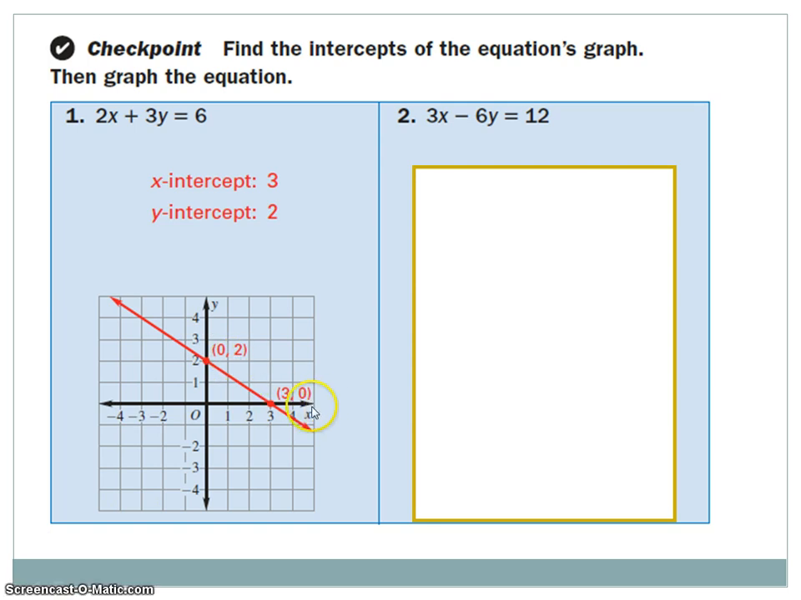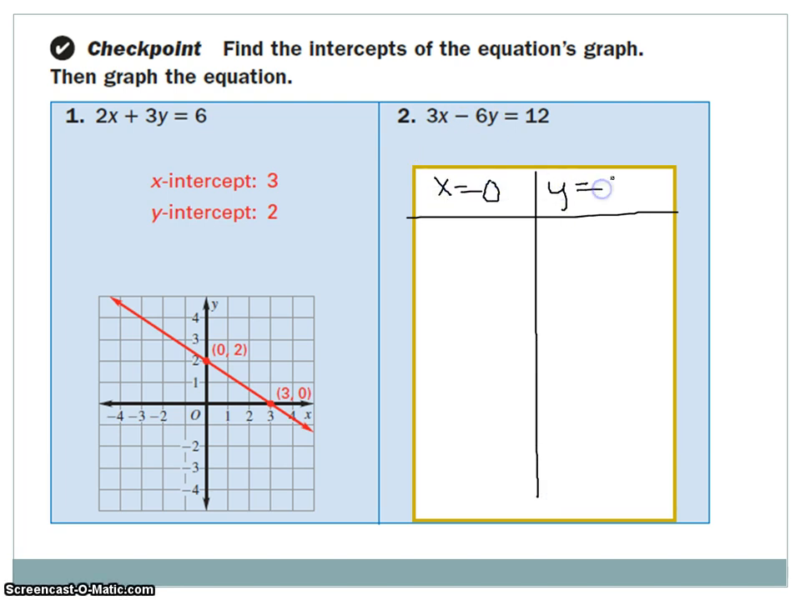Zero comma 2, 3 comma 0. Number 2, we're doing the exact same thing. Again, I like to section my paper off into two sides when x is 0 and when y is 0. We're using the one equation though.